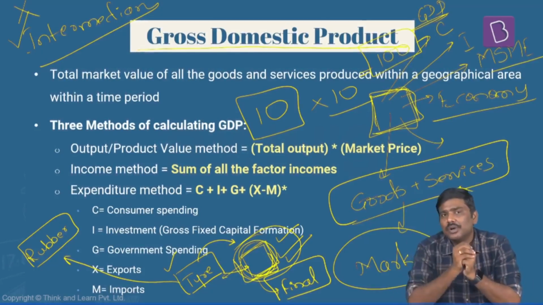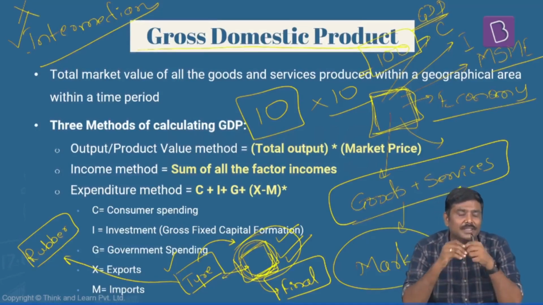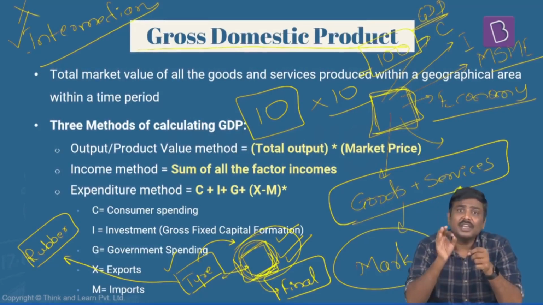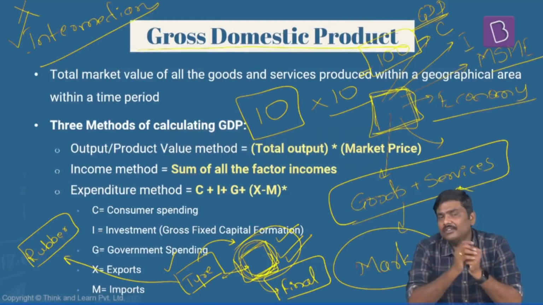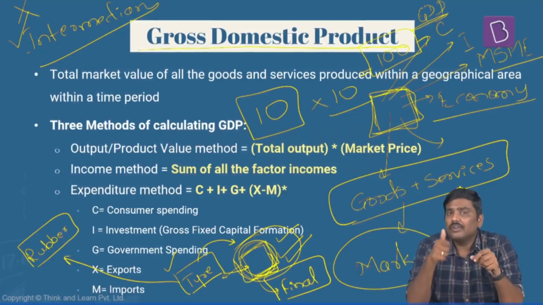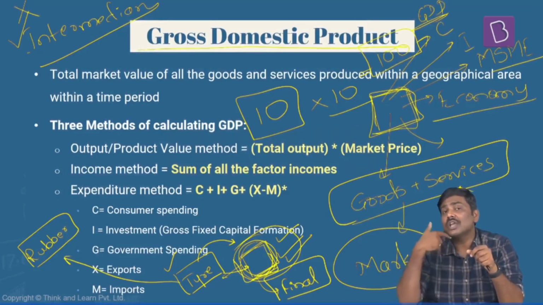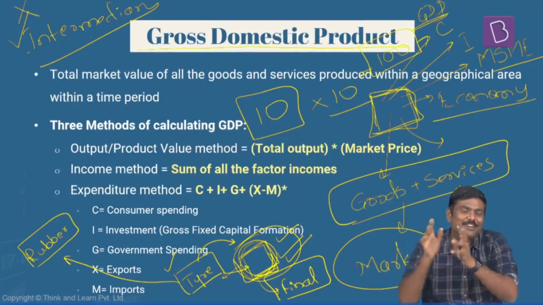The next very important point: I said that GDP, gross domestic product, is the market value of all the goods and services which are produced in a specific time period. Now, what do you mean by this time period? Remember this very carefully. We calculate GDP for a quarter, we calculate GDP for half a financial year, and we also calculate GDP for a full financial year. Now, what do you mean by all these three terms?